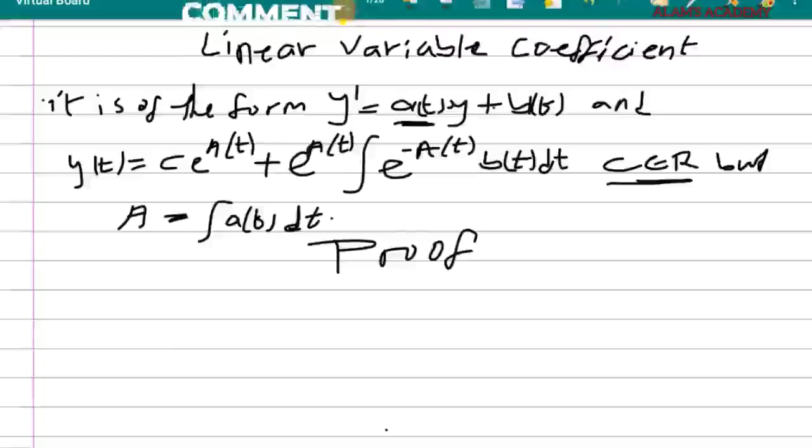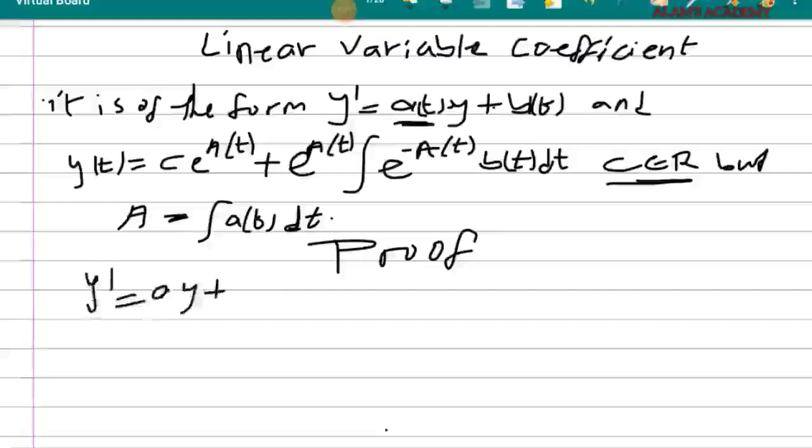The general form of differential equation we know is of the form y prime equal to a y plus b. So this is what we are going to use to prove this particular formula. But a and b here are functions of t. It means that a depends on t and b also depends on t, which makes it a variable coefficient. So without much ado, let's continue.